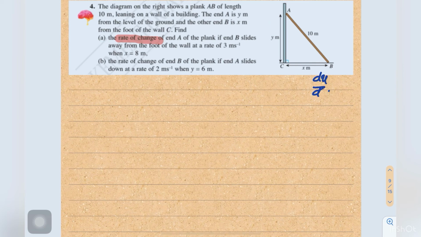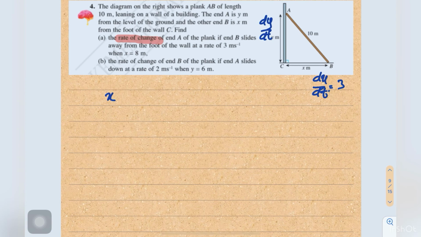dx/dt and this one dy/dt. So dx/dt is 3. Then you are going to find the rate of change of the top end, meaning that we are going to find dy/dt. Now from the diagram you can find the relation: this is a triangle.